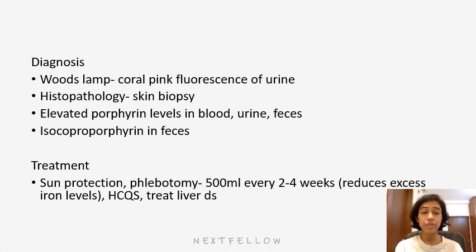Phlebotomy is recommended, so that's 0.5 liters every 2 to 4 weeks, because it reduces the iron load. The drug HCQS can be used to treat it, and you treat the underlying cause if it is a secondary porphyria cutanea tarda.